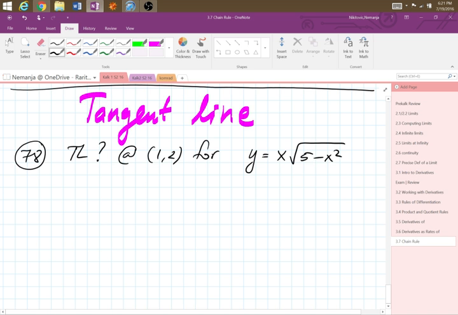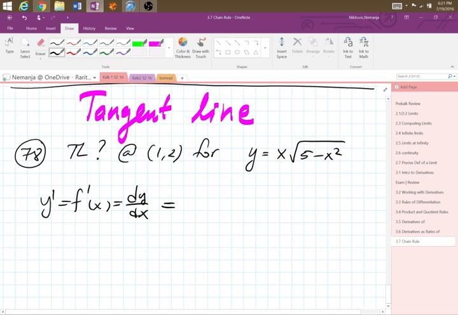So, what do we have? For the derivative, we can label that as y prime, we can label it as f prime of x, we can label it as dy/dx, we can label it as any one of these. What is the derivative equal to? Well, it's a product rule, right? You have two functions, function number one, function number two.